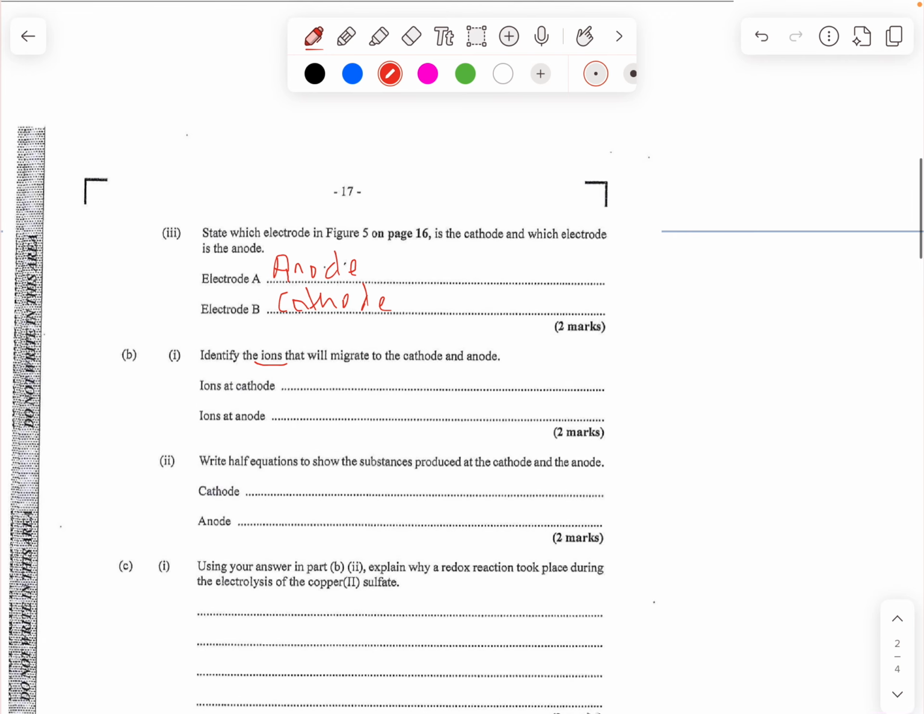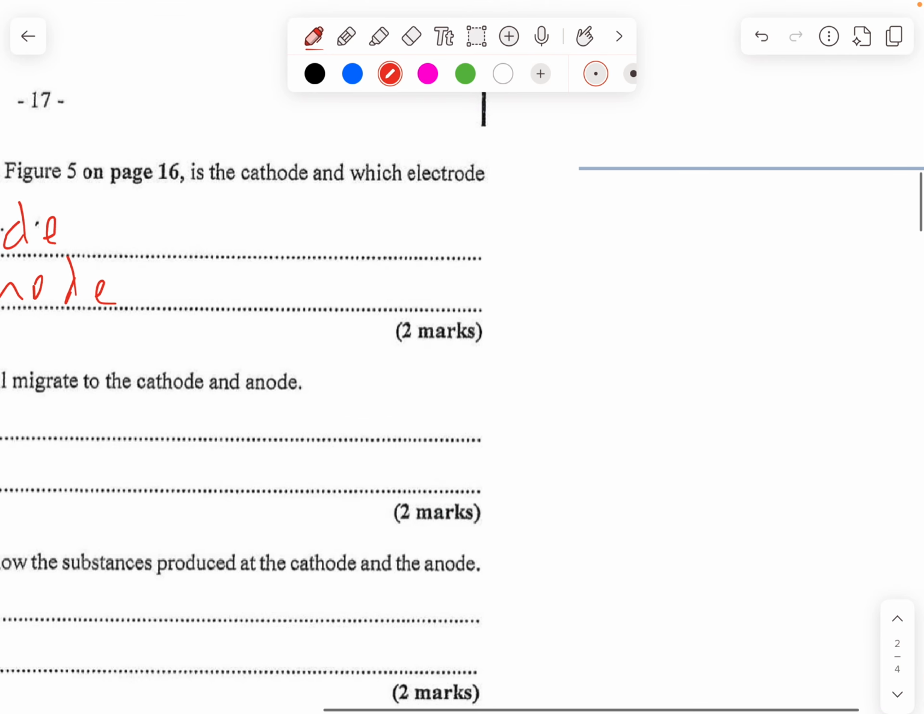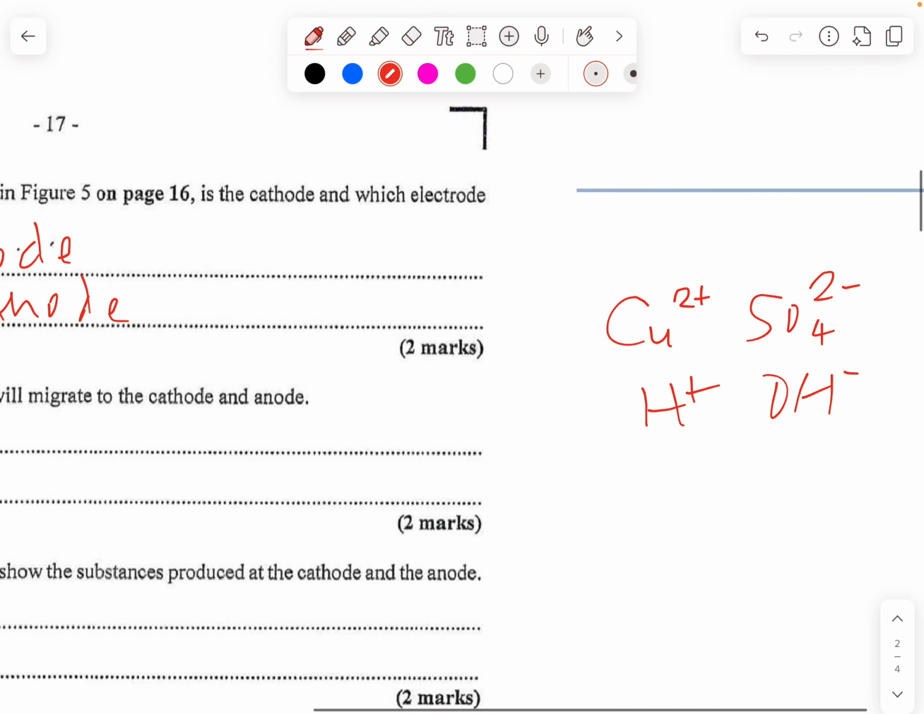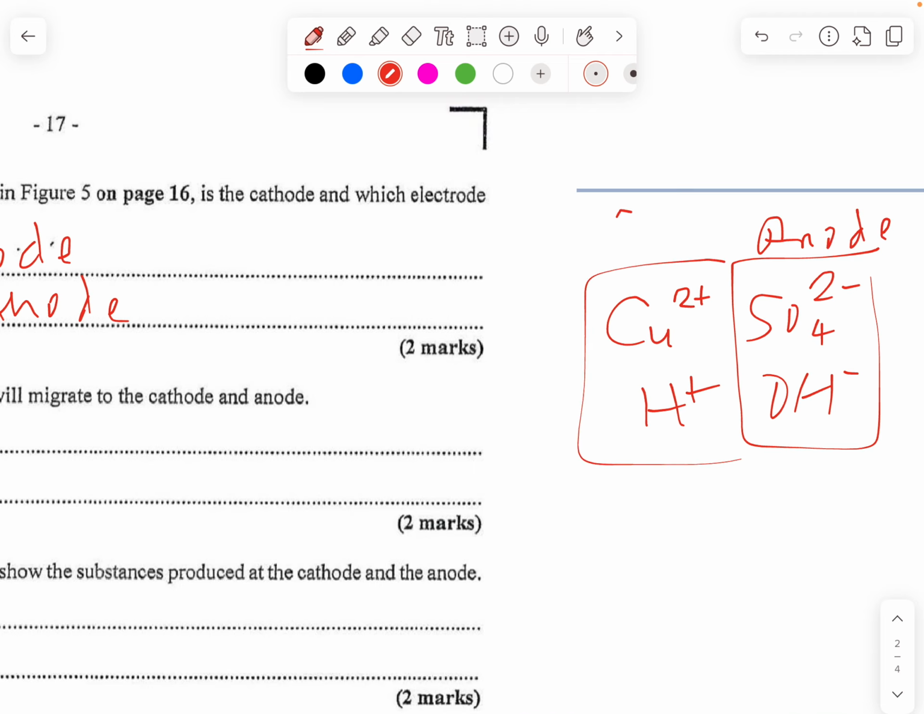So let me just do a little section over here. So I'm going to have Cu2+ and SO4 2- coming from the copper sulfate, and from water we have hydrogen plus and hydroxide minus, right? And remember earlier we said that the anode accepts anions, and the anions are negatively charged, right? So this goes to the anode and these will go to our cathode.